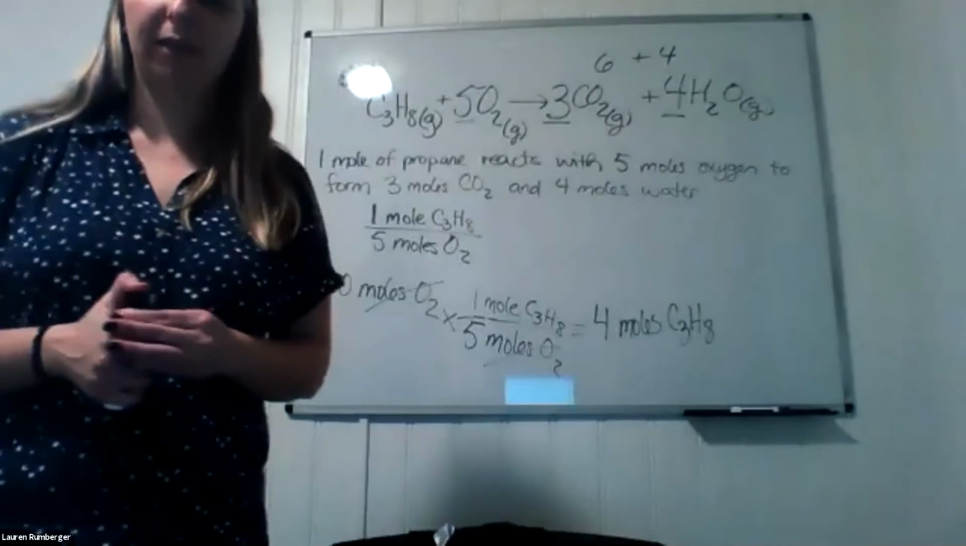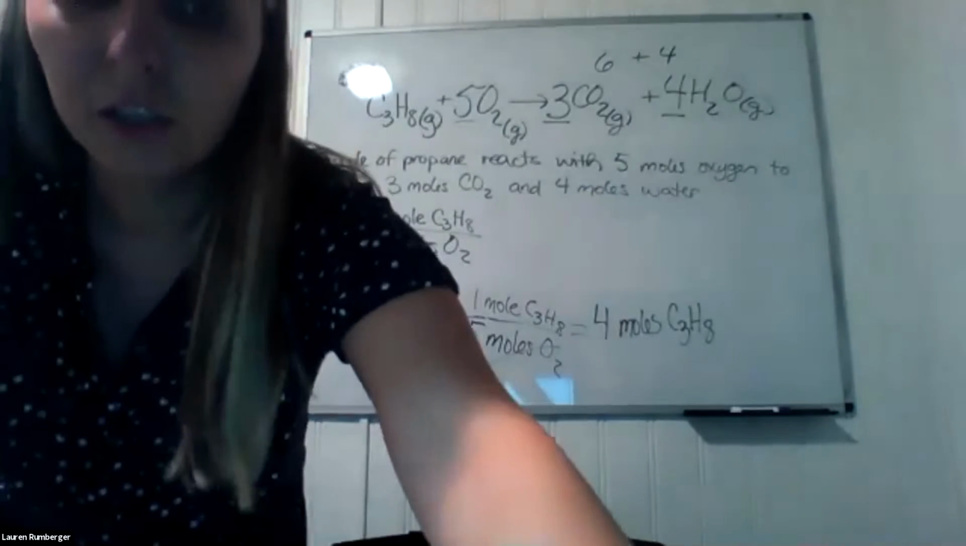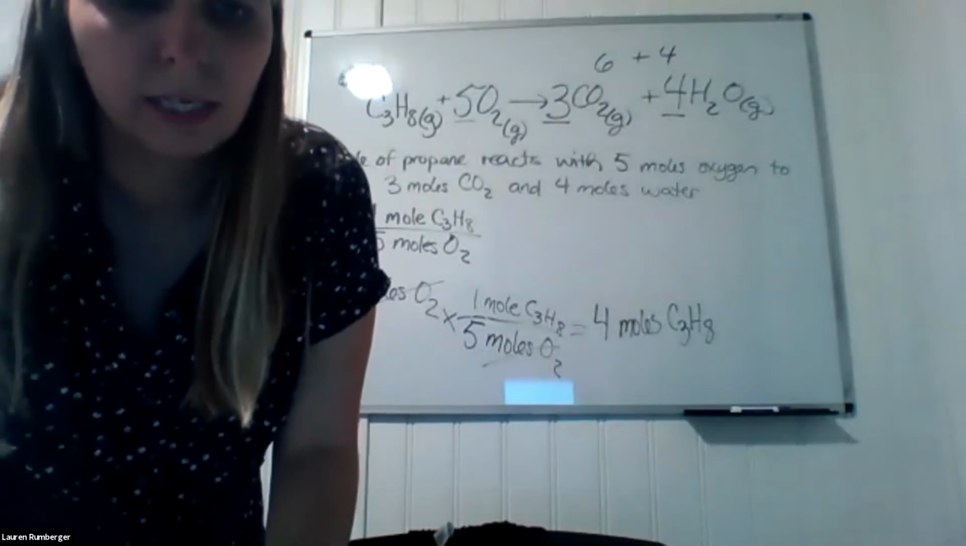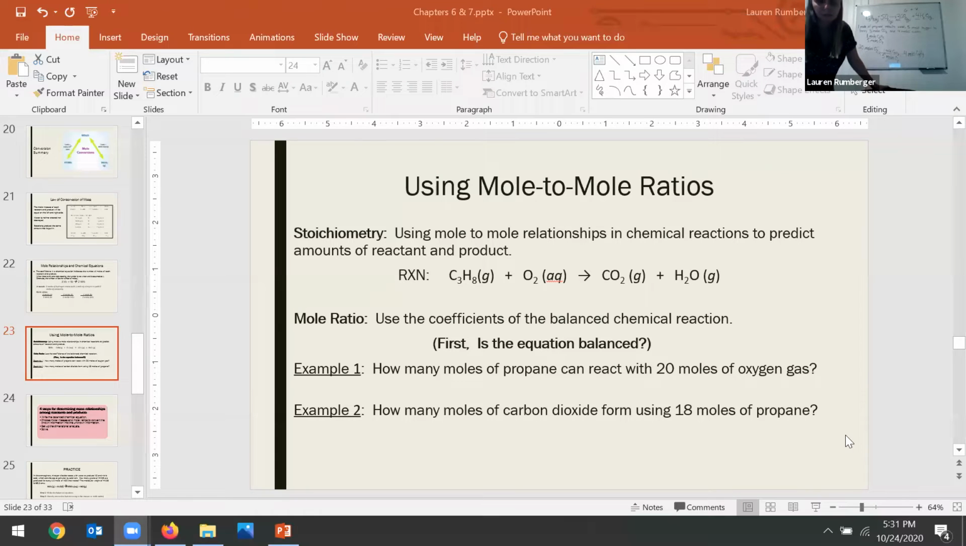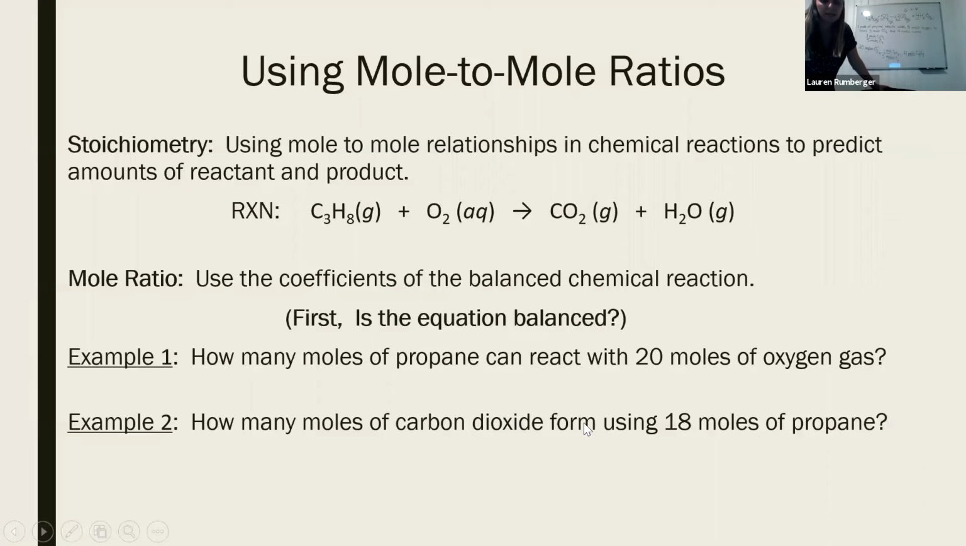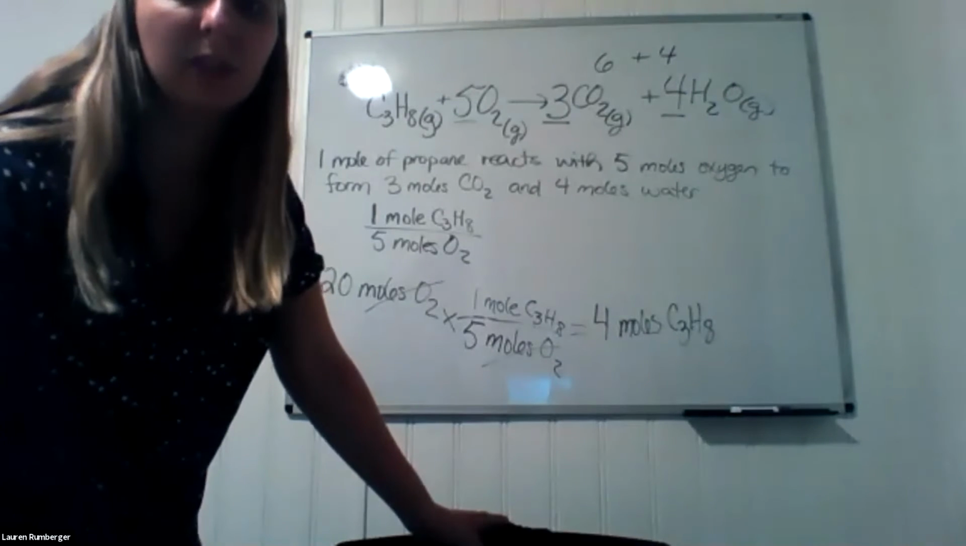The next example that is on the PowerPoint slide, using the same chemical equation. Let's read it together. It says, how many moles of carbon dioxide form using 18 moles of propane? So this time, the given information is the amount of propane that's going to be reacting. And we want to know how much carbon dioxide is being formed from that amount of propane that is reacting. Okay, so let's go back to our whiteboard here and look at our chemical equation.